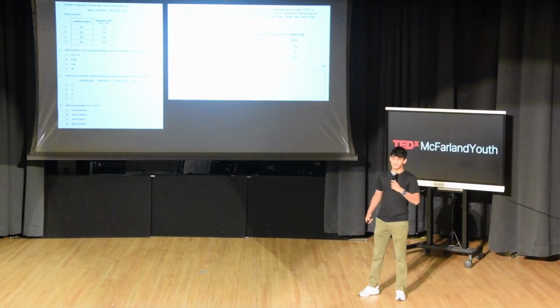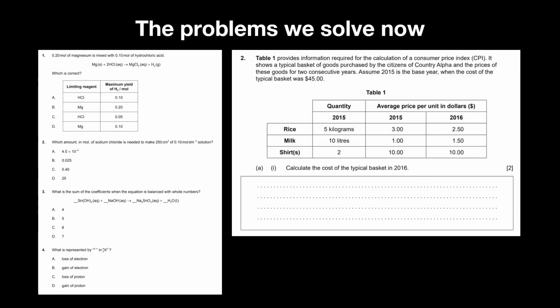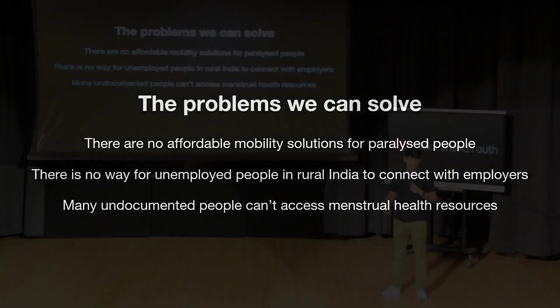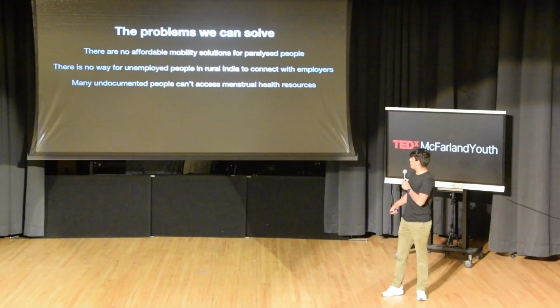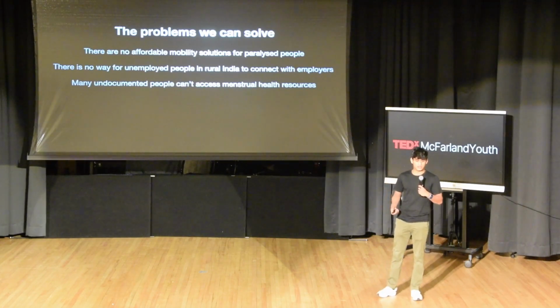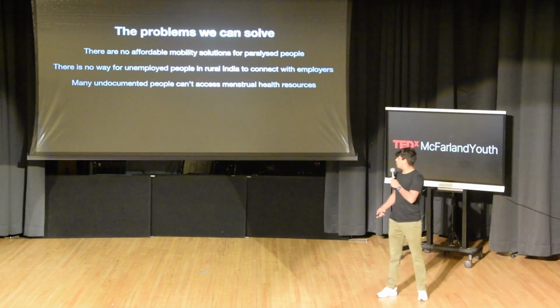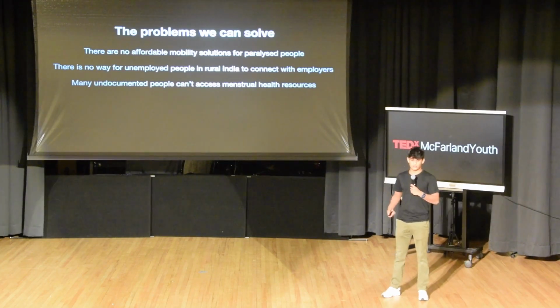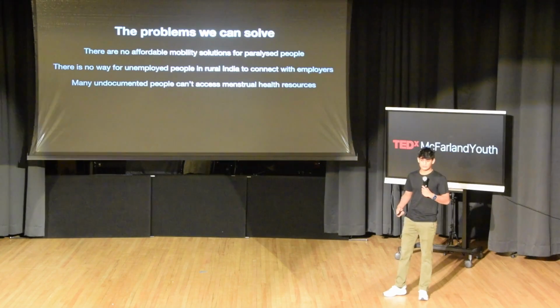At school, these are the kind of problems we solve. We solve problems that are pretty repetitive, pretty basic, pretty limited in their scope. But these are the kind of problems we can solve. We can look at the world and we can say there are no affordable mobility solutions for people with full body paralysis. We can say there's no way for unemployed people in rural India to connect with employers. We can say many undocumented people can't access menstrual health resources even though they need it the most.